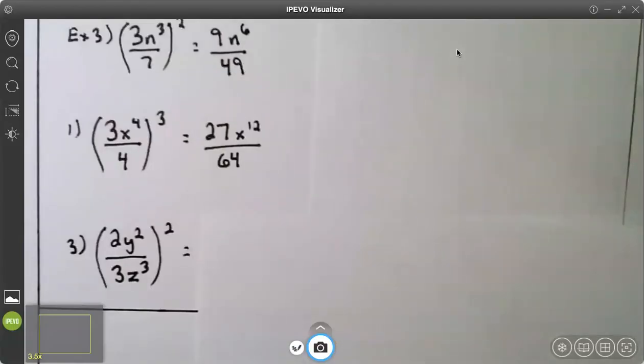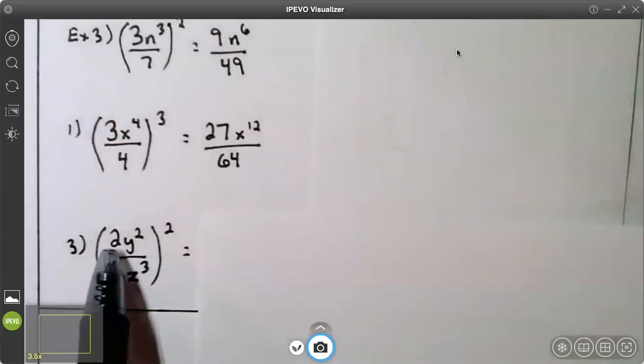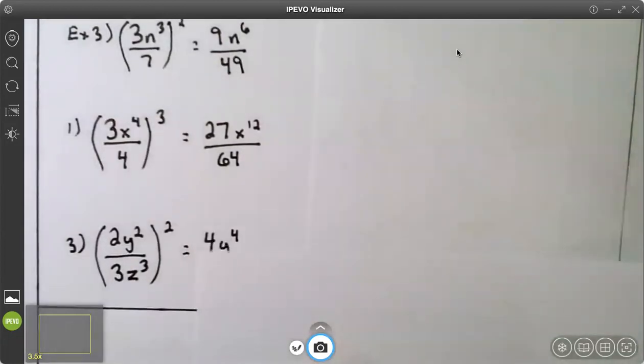Number 3. On number 3, I have 4 things to apply the square to, the 2, the y, the 3, and the z. On the 2, up top, 2 squared is 4. 2 times 2 gives me y to the 4th. On the bottom, 3 squared is 9. 2 times 3 gives me z to the 6th.